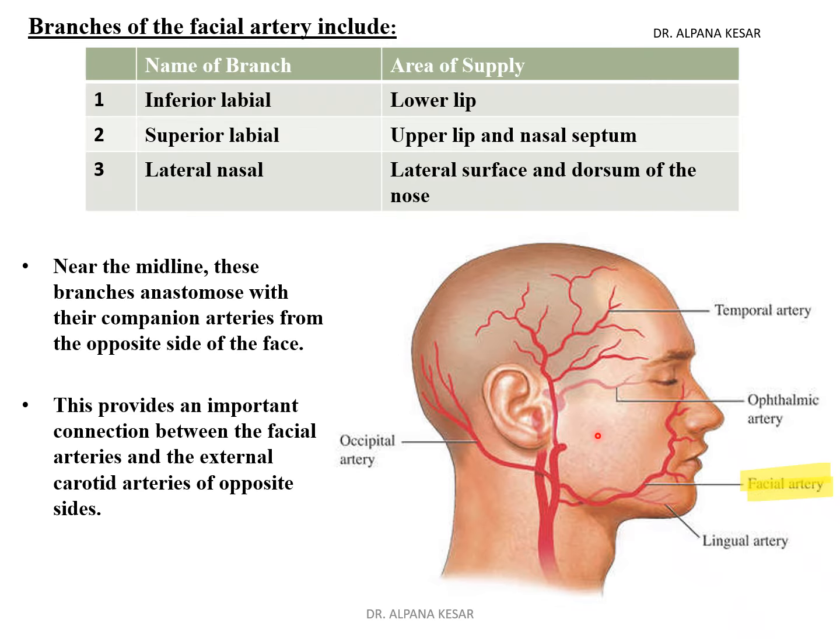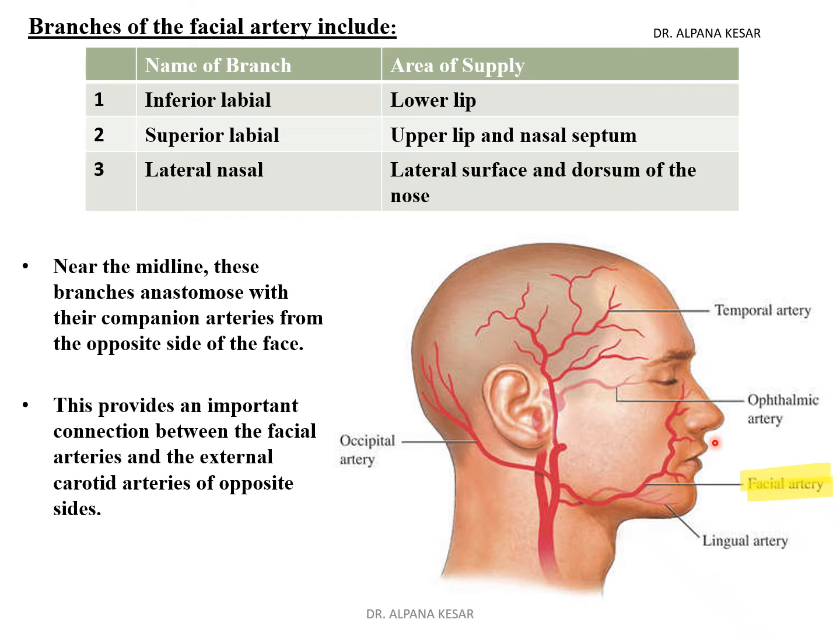As the facial artery passes upwards in the face, it gives some branches in the face. They are inferior labial, which supplies the lower lip, superior labial, which supplies the upper lip and the septum of the nose, lateral nasal, which supplies the nasal surface and the dorsum of the nose, and its terminal branch is the angular artery, which supplies the medial corner of the eye.